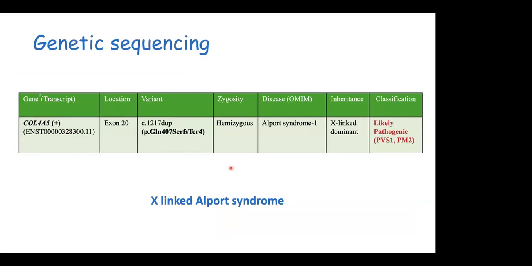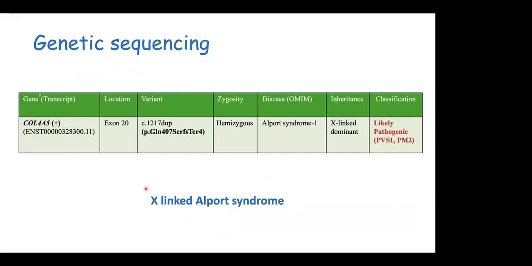Now, with the advent of time and easy availability of genetic sequencing, we no longer routinely do a kidney biopsy. Kidney biopsy has now taken a step back. Genetic sequencing is much easier. You just send a blood test and you can make a diagnosis. In this child, it turned out to be a COL4A5 duplication, which is hemizygous. So this suggests a COL4A5 variant, that is X-linked Alport syndrome. This was a likely pathogenic variant. So this clinches the diagnosis of Alport syndrome in this child.